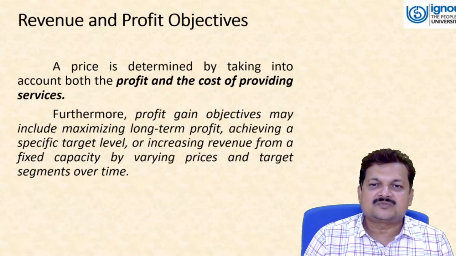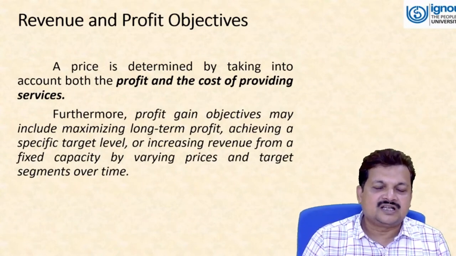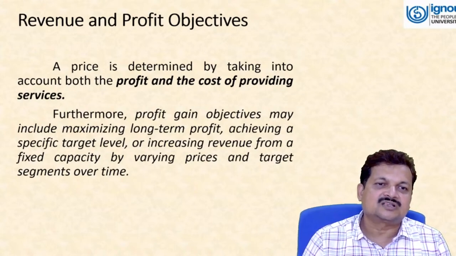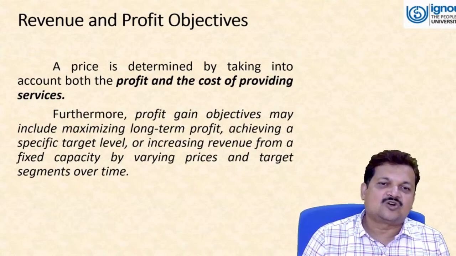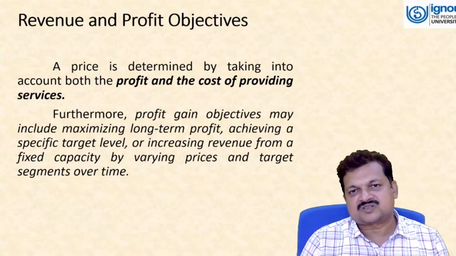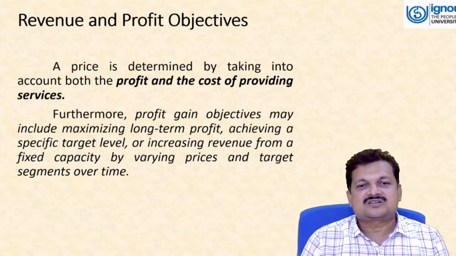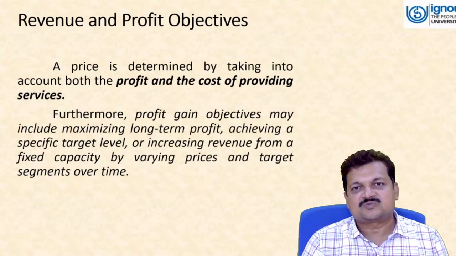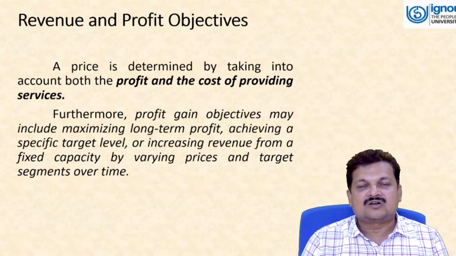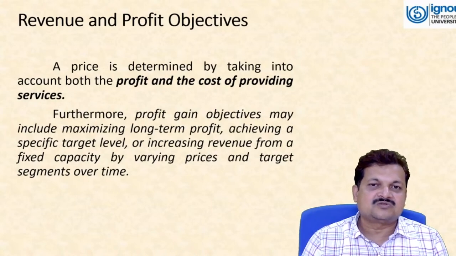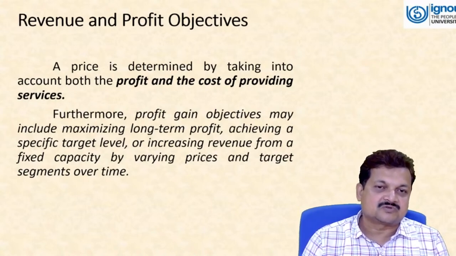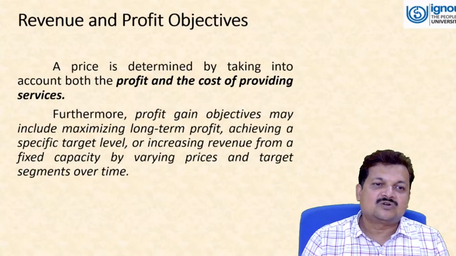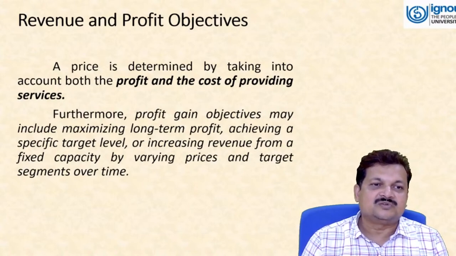Furthermore, profit gain objectives may include maximizing long-term profit. Here you are not thinking about the cost of transportation and other things for sending people. You are thinking about how to maximize in the long term, meaning how many satisfied customers you can create, and these customers can create a maximum number of customers for your organization. Instead of being confined to a small number of customers, you are targeting a large number of customers, and when there is a large number of customers, automatically your profit maximization will be there.